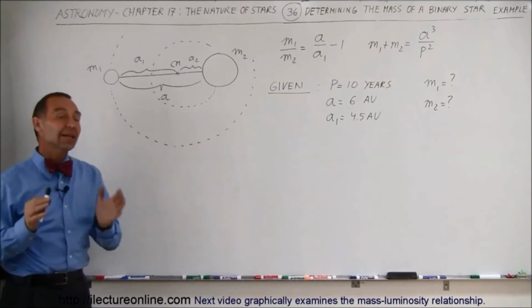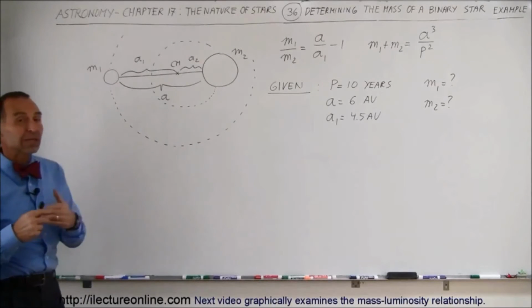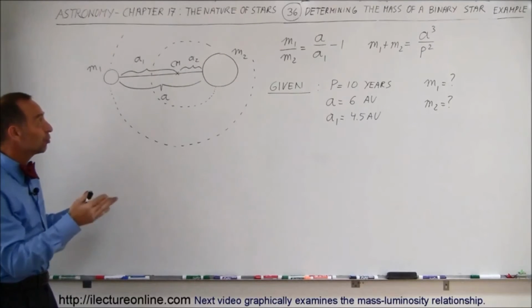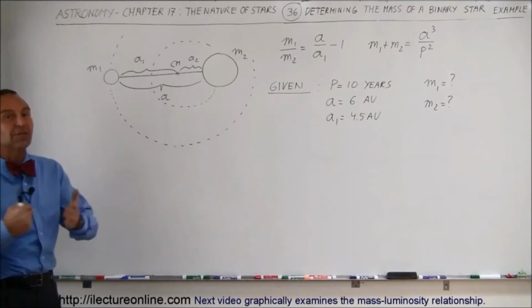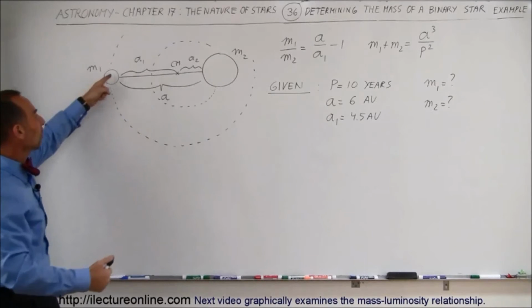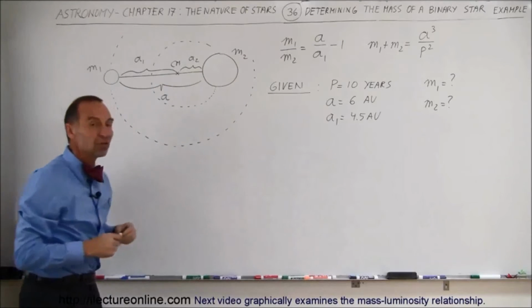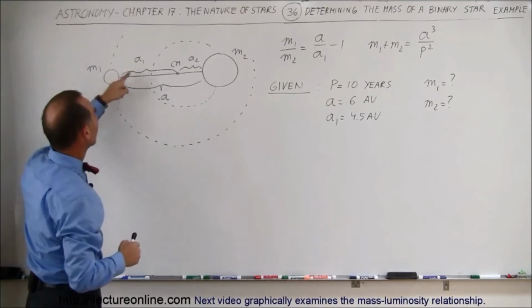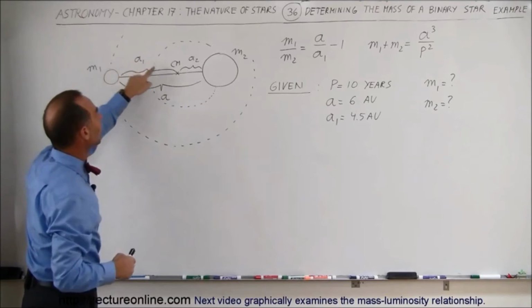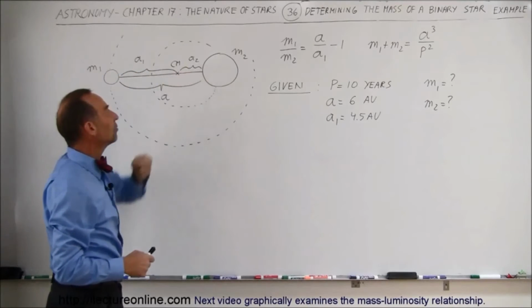Welcome to Lecture Online. Now that we know the two equations that we can use to determine the mass of two stars in a binary star system, let's do an example. So here we have two stars, a small one and a large one. The distance between them is a, that's the semi-major axis of the orbit. The distance to the center mass for the small one is a1, and the distance to the center mass for the big one is a2.